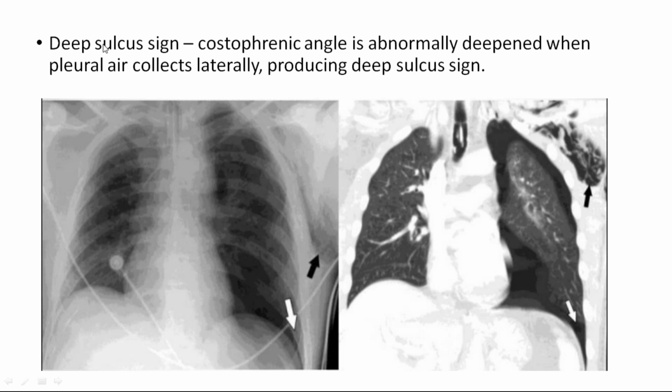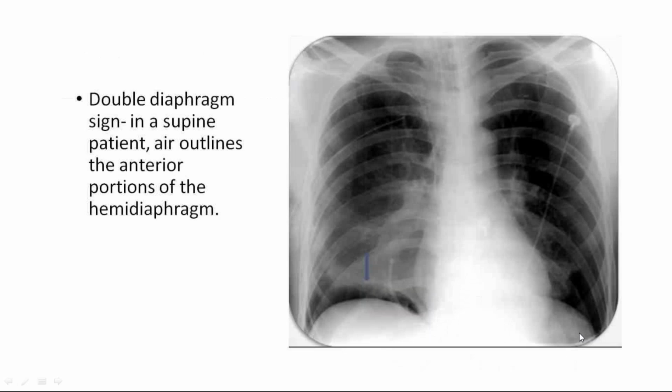Another sign in pneumothorax is the deep sulcus sign. Here, the costophrenic angle is abnormally deepened when pleural air collects laterally, producing the deep sulcus sign. This is the frontal radiograph and CT reconstructed coronal image, where we can see the deep sulcus sign. Compared to the opposite costophrenic angle, this costophrenic angle is abnormally deepened. This denotes the pneumothorax.